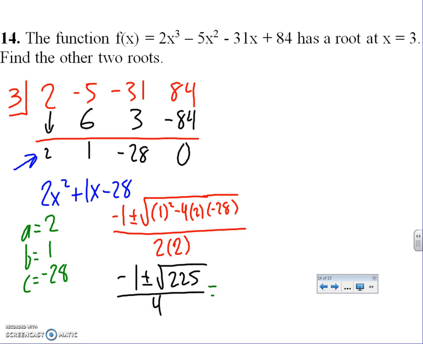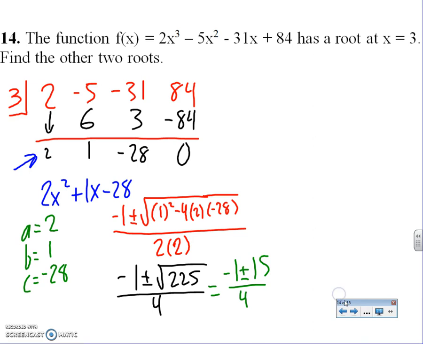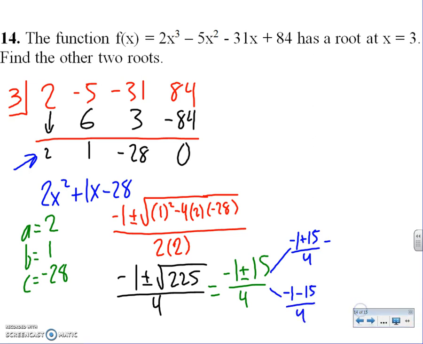So find the value of the square root of the discriminant. So that is, let's be sure, 15 over 4. 2 cases, -1 plus 15 over 4, and -1 minus 15 over 4. So I get 14 over 4, which reduces to 7 over 2. It's a fraction, that's fine. I get negative 16 over 4, that's negative 4. All right, the question asks, find the other two roots. So we do not change them to factors. That's our answer. That and that.